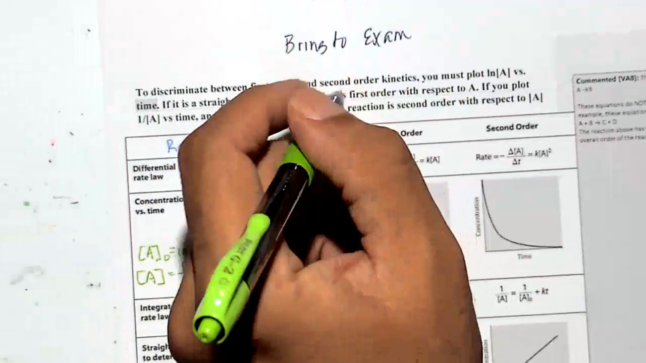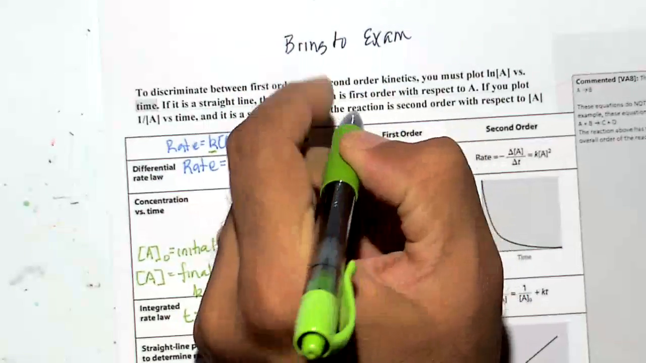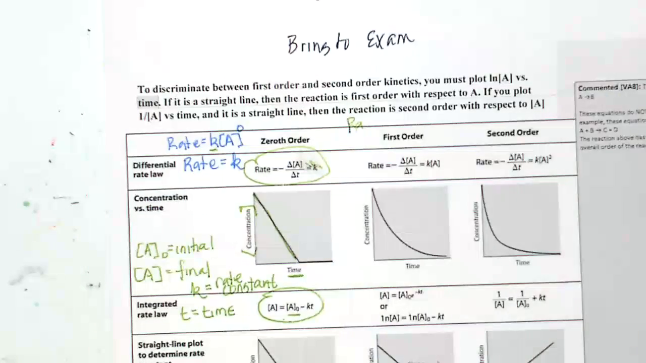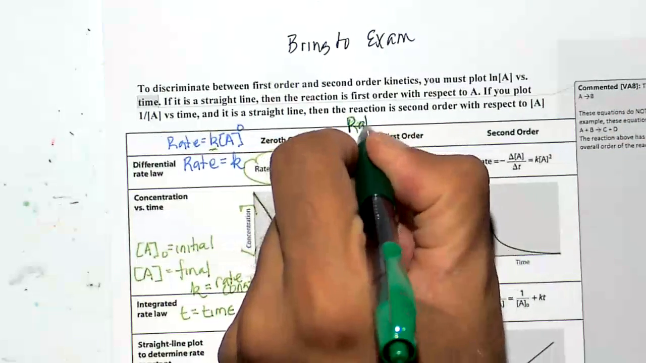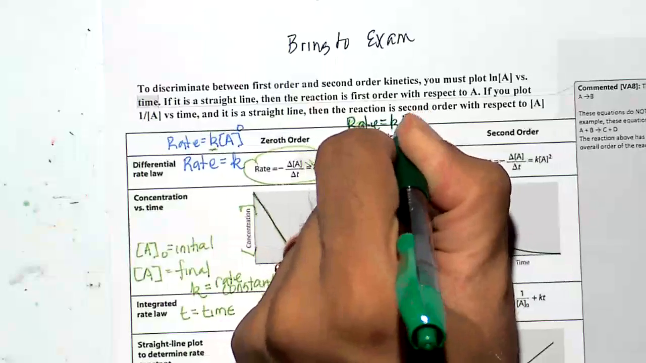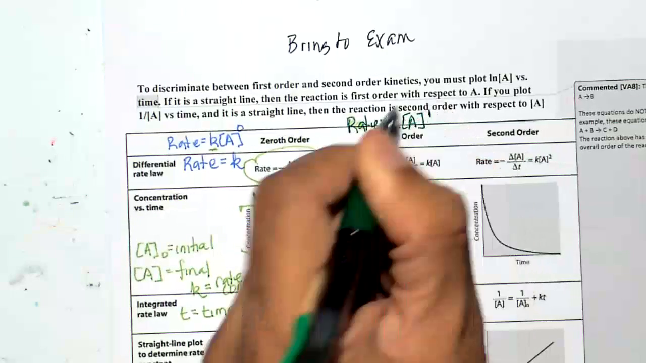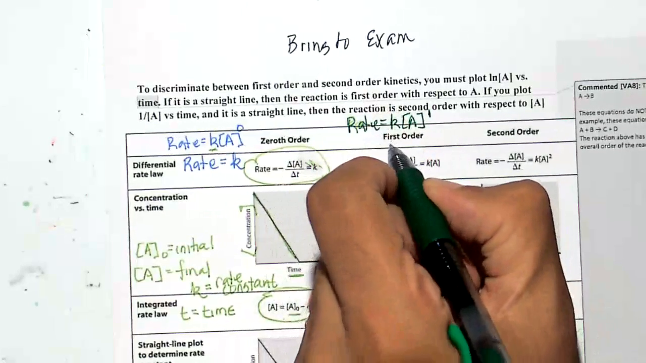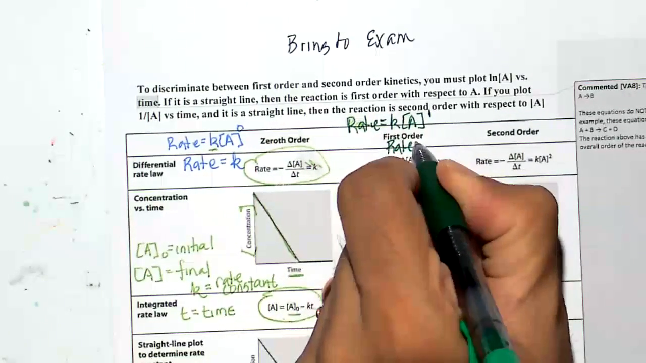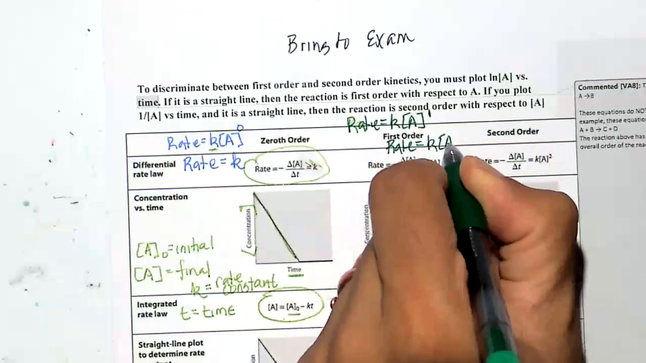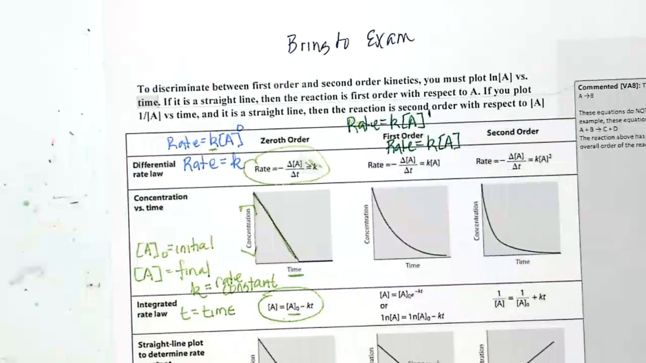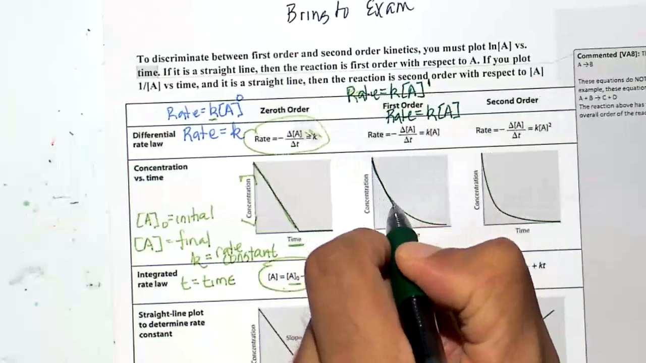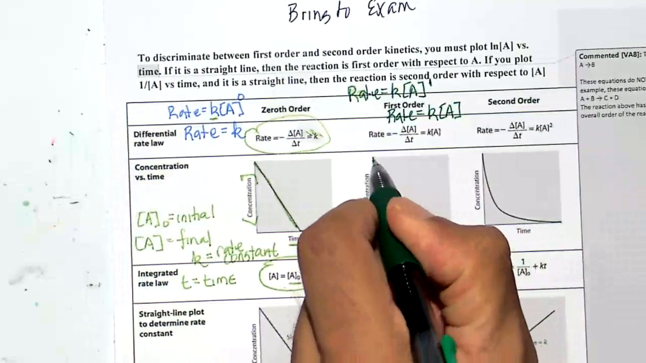Let's say this A decays with first order kinetics. We'll do that in green. This time A is going to decay first order. So A to the power of 1 is what? A. A to the power of 1 is A. Correct? So if A decays with first order, this is what the graph will look like, concentration over time.